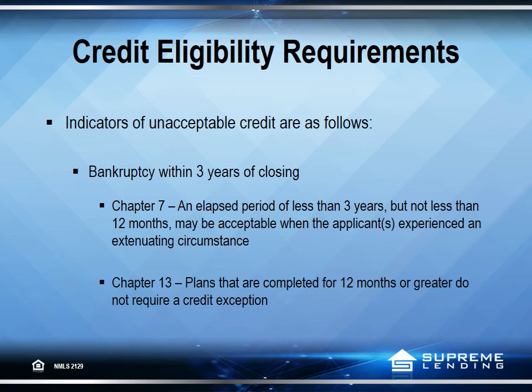For Chapter 7, an elapsed period of less than 3 years, but not less than 12 months, may be acceptable when the applicants experienced an extenuating circumstance. For Chapter 13, plans that are completed for 12 months or greater do not require a credit exception.